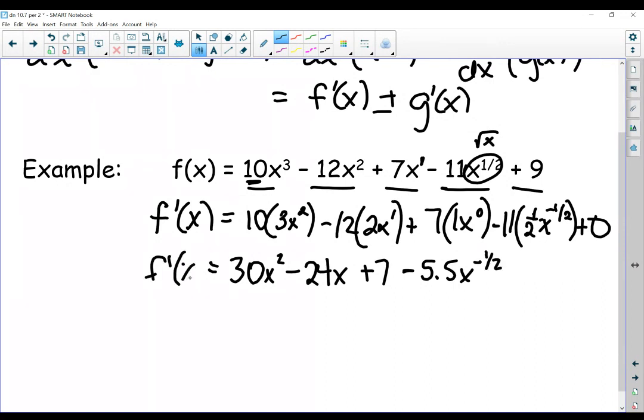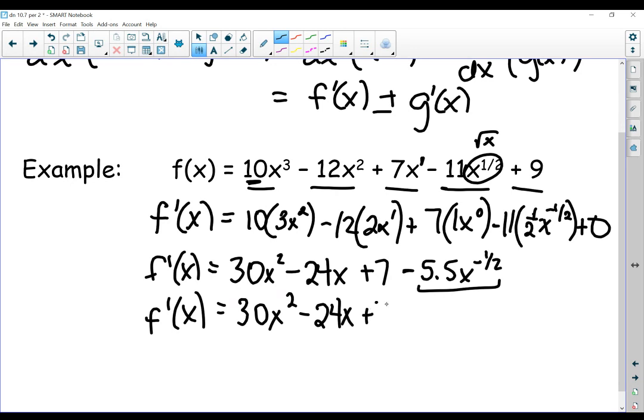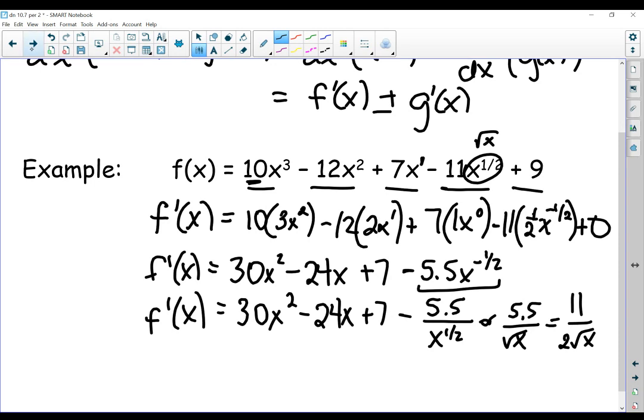The only thing I will say to you, my darlings, is that with this term, a lot of times they're going to put that in a non-negative exponent form. So if we were to rewrite this one, it would be 5.5 over x to the 1/2. Or you could say 5.5 over the square root of x, or you could have seen it as 11 over 2 root x. All of those forms would have been acceptable for that. I just need you to be able to recognize those forms.